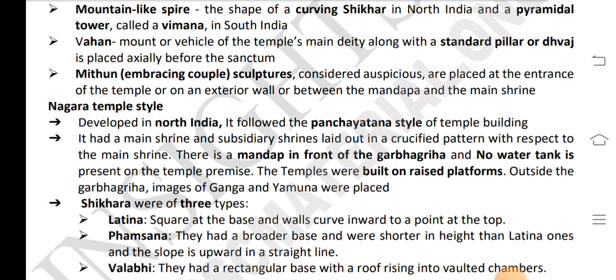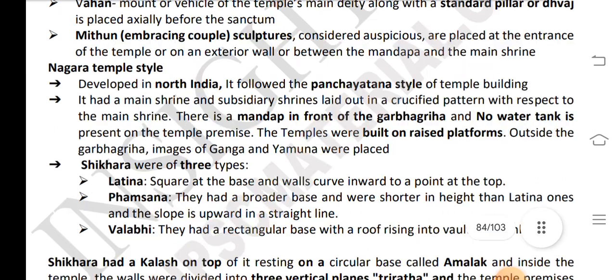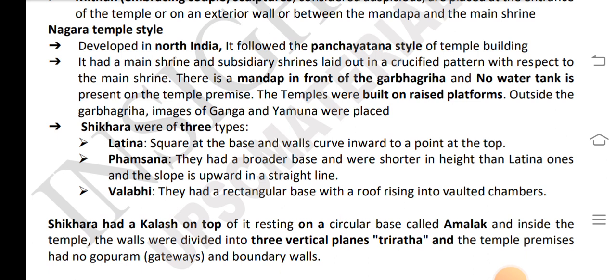Of the temple's main deity, along with the standard pillar or dhwaja, is placed before the sanctum. Mithuna, embracing couple sculptures considered auspicious, are placed at the entrance of the temples or on the exterior walls or between the mandapas and the main shrines.